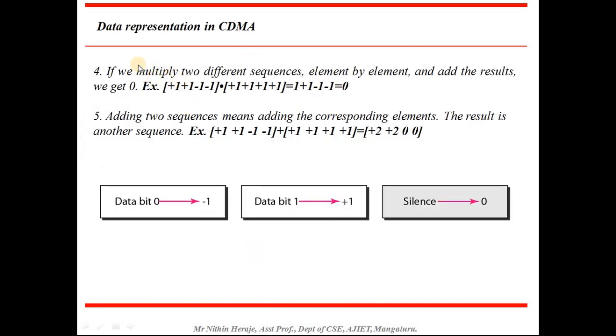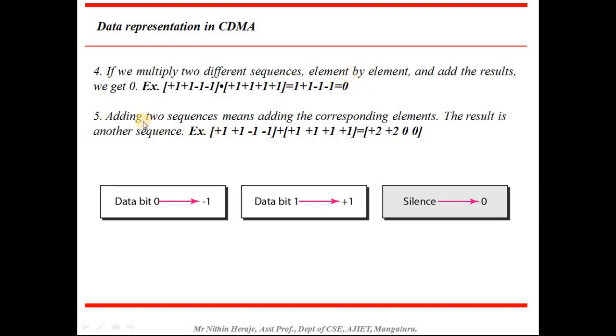The fourth property is that if we multiply two different sequences element by element and add the result, we get 0. So you have +1, +1, -1, -1 here and +1, +1, +1, +1 there. So two different sequences. This might be code 1, this might be code 3. So code 3 is multiplied with code 1, and the final result you get is 0. That means when two different codes are multiplied, the value is 0.